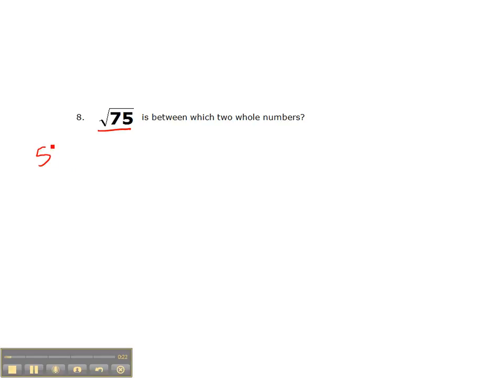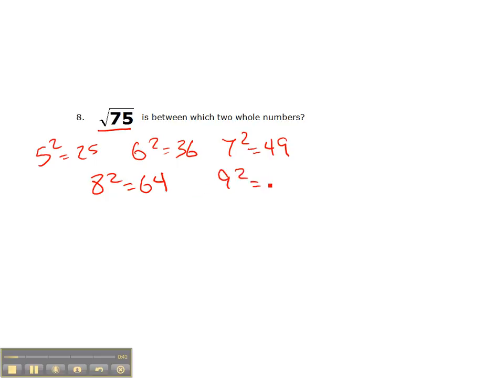Start guessing and checking. 5 squared equals 25. We're going to go higher than that. 6 squared equals 36. 7 squared equals 49, 7 times 7. 8 squared equals 64. We're getting close. And 9 squared, 9 times 9 equals 81.